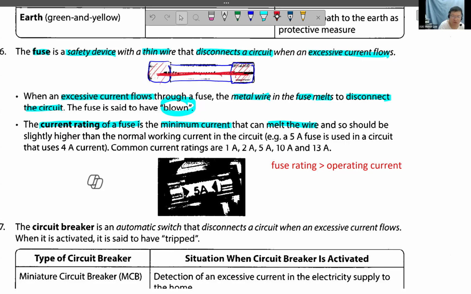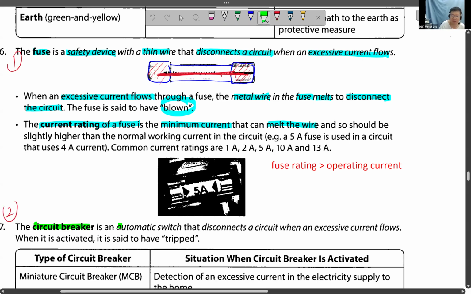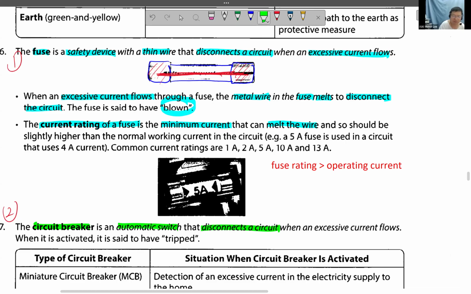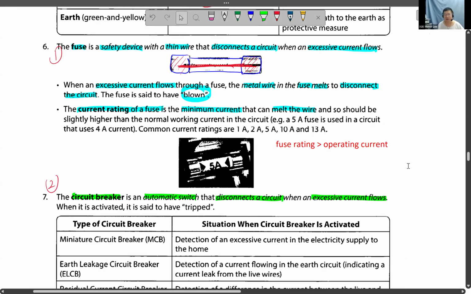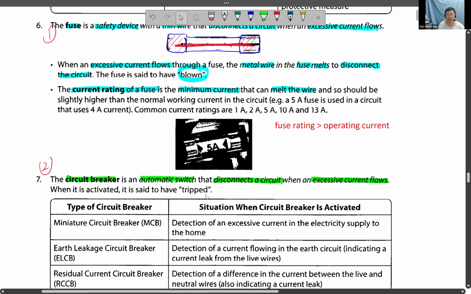Okay, next one. So fuse is one. Second feature is circuit breaker. I use a different color to highlight for you. A circuit breaker is an automatic switch that disconnects a circuit when excessive current flows through it. And once activated, it's called a trip. Like for example, your house blackout and your parent tells you, oh, the circuit must have tripped. Circuit breaker tripped already, so it disconnects.